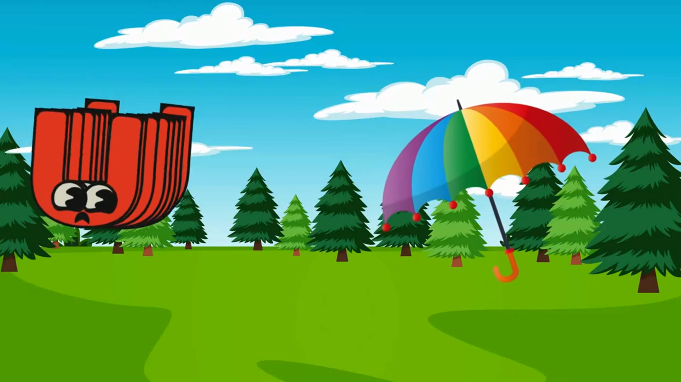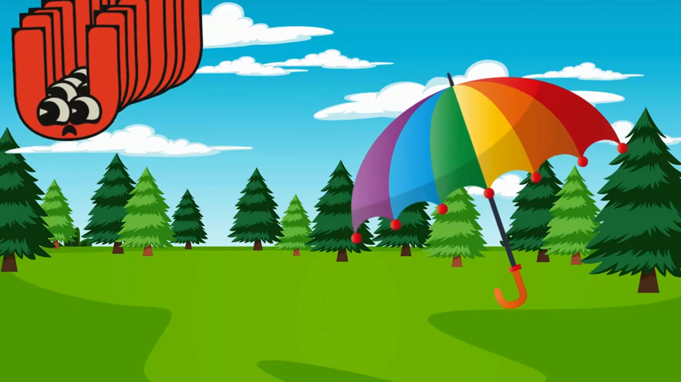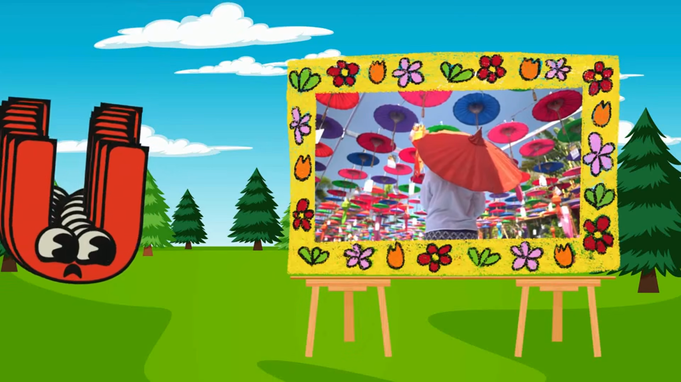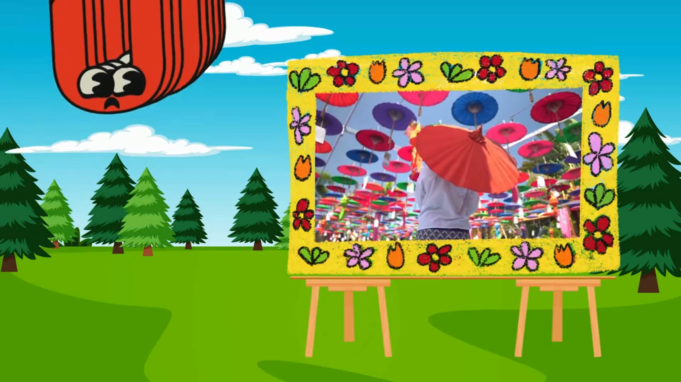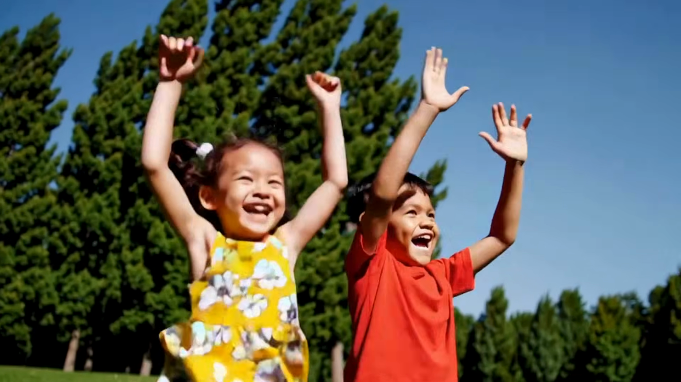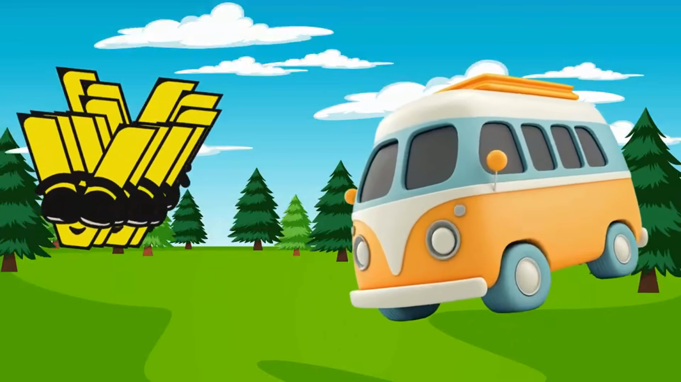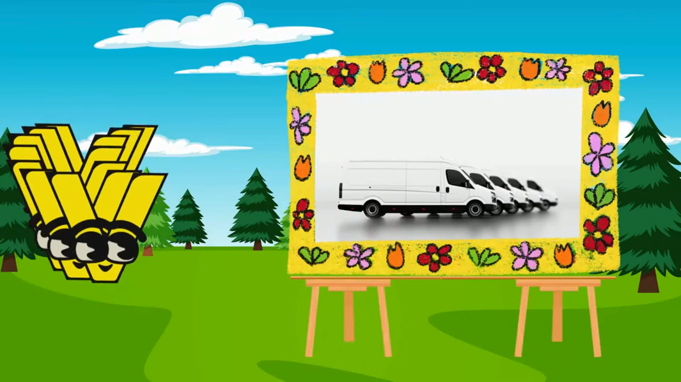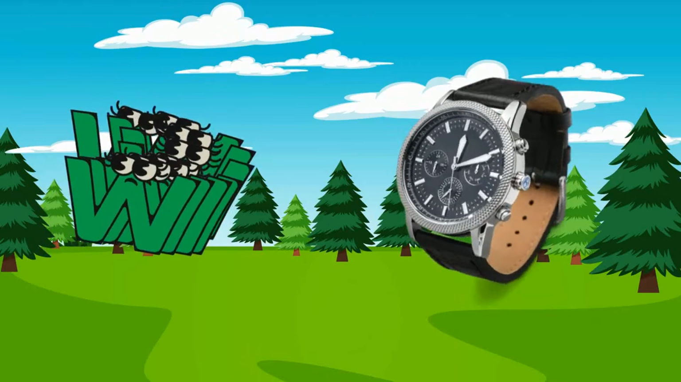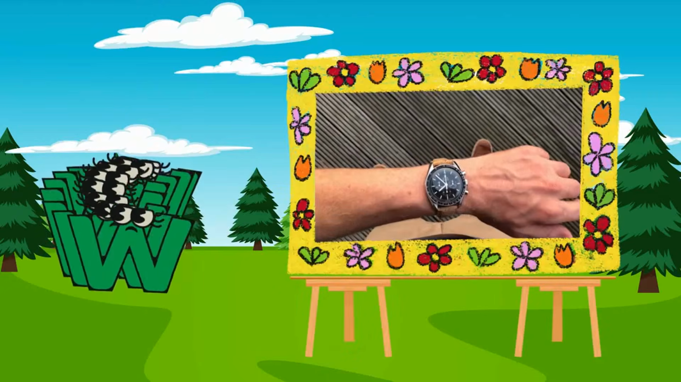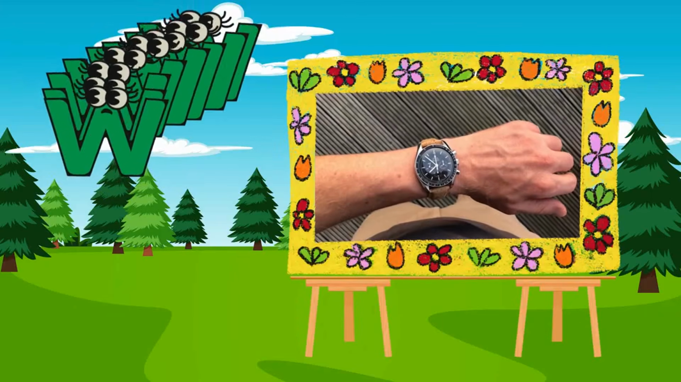U for umbrella, U, umbrella, U is for umbrella. V for van, V, van. W for watch, W, watch.